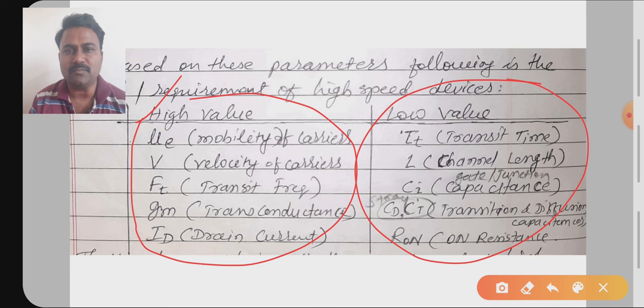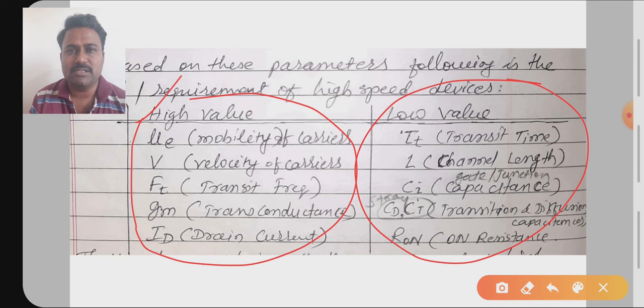Whereas, if the junction is formed by using two dissimilar semiconductor materials, suppose one is gallium arsenide and another is silicon, or one is germanium and another is silicon, that type of device is called a heterojunction device. So heterojunction devices are nothing but high speed devices. Those are designed like that, and we have seen two very famous examples, HBT and HEMT.